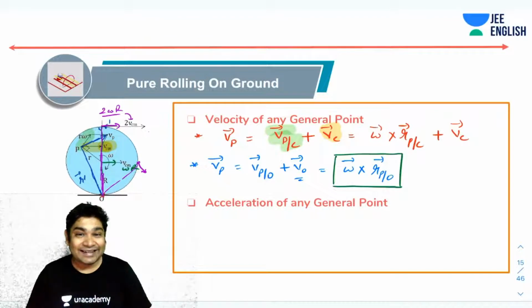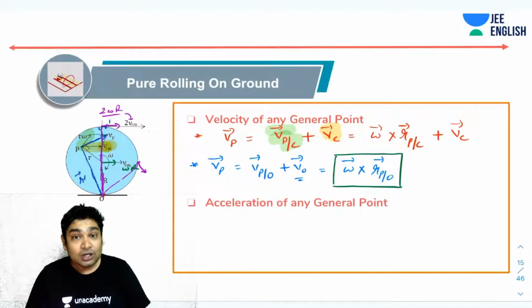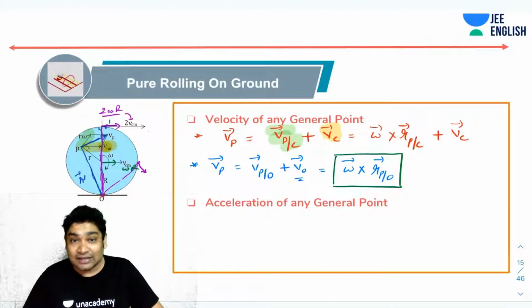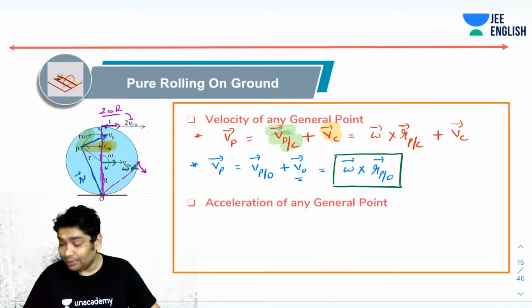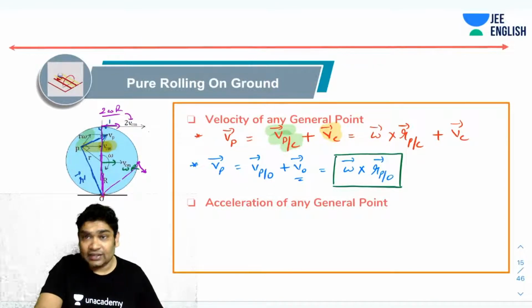So how about the acceleration? Now you realize the ICR doesn't really help you much with the acceleration. So though the velocity of ICR is zero, is the acceleration of ICR zero? Think about it. Let me know in the chat. Is the acceleration of the ICR zero or not? What do you think?